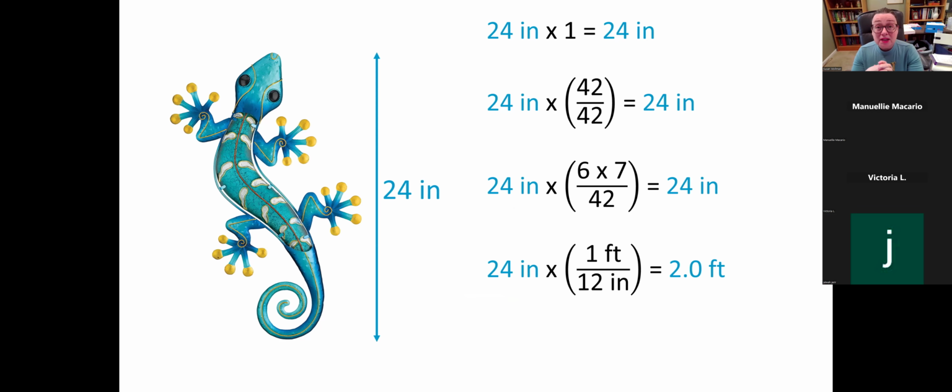So writing your units is what makes it true. If I wrote this as 12 inches times 1 over 12, that's not true. That's different. Then my gecko is going to shrink. And that's not what we want.